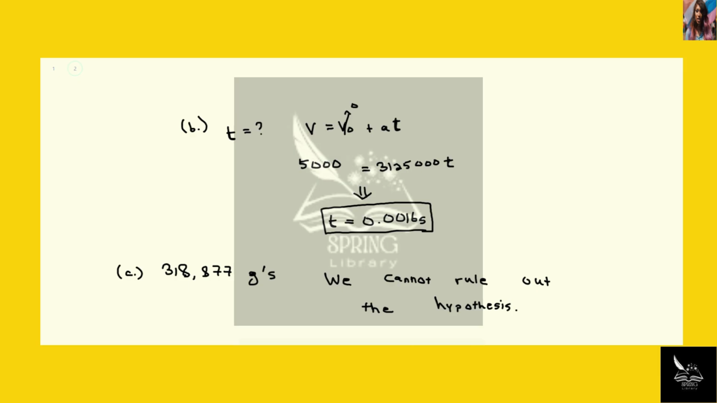Part C is all about whether or not we can rule out the hypothesis given the large acceleration we calculate in part A. We're also told that bacteria can survive 450,000 Gs, and since 450,000 Gs is still higher than our calculated acceleration in part A, we know that this acceleration is not large enough to kill all the bacteria, and so we cannot rule out the hypothesis, and that's the final answer.